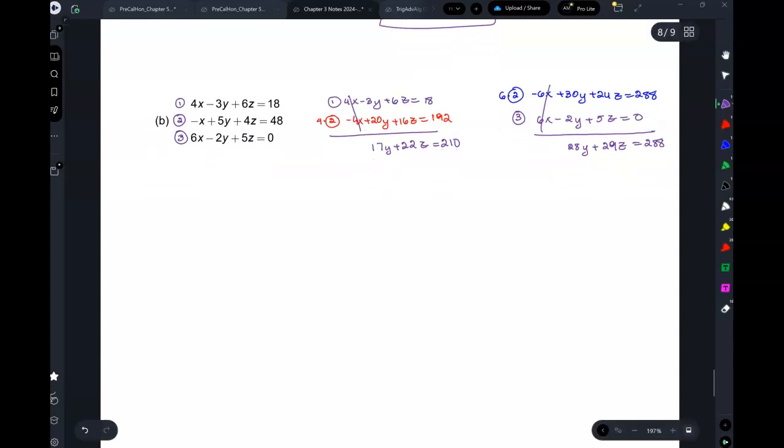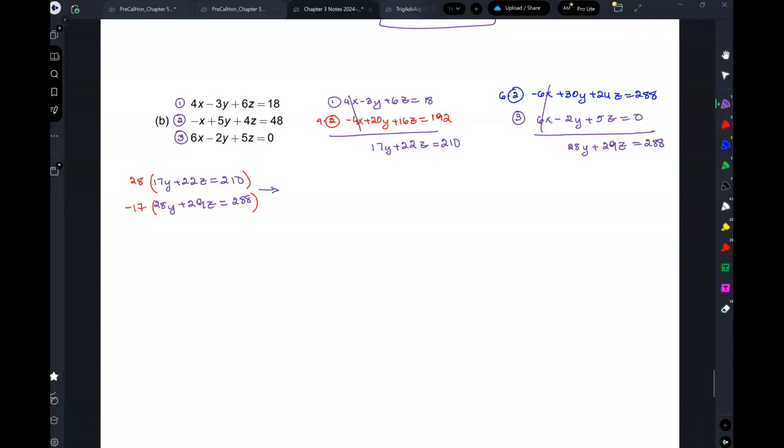Okay, so now let's write them together. 17y plus 22z equals 210. 28y plus 29z equals 288. Okay, and so now we have big numbers. It's okay, right? On the homework, you can use your calculator to multiply. On the test, it won't be this big. So I'm going to get rid of the y. I'm going to multiply this top one by 28 and this bottom one by negative 17. Big numbers there, I know.